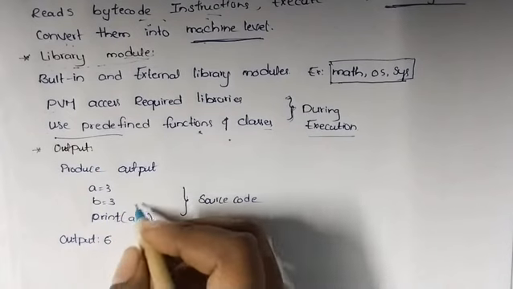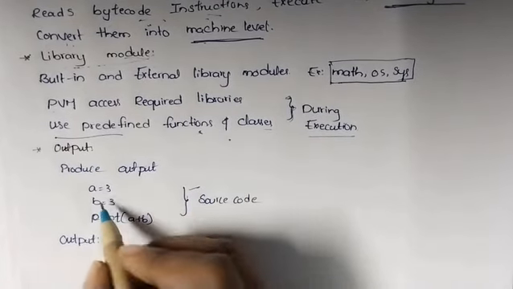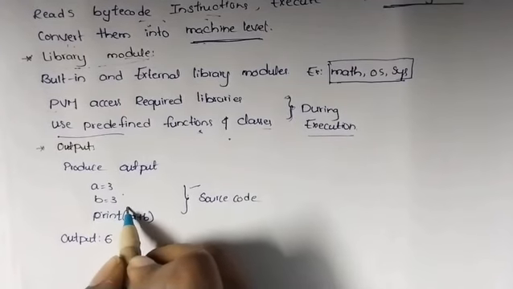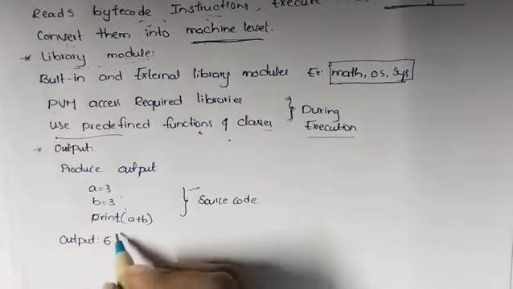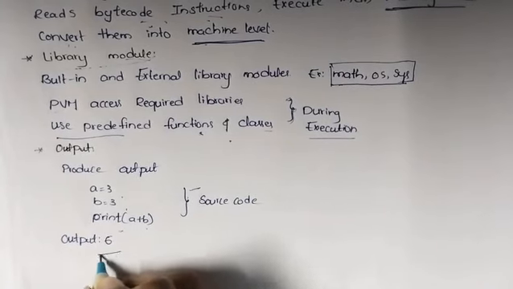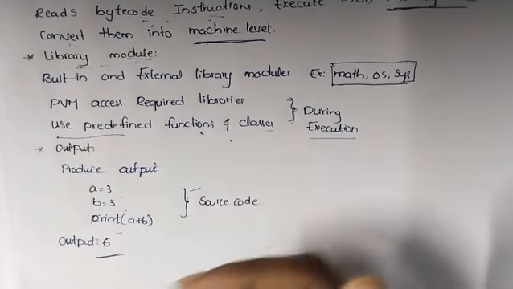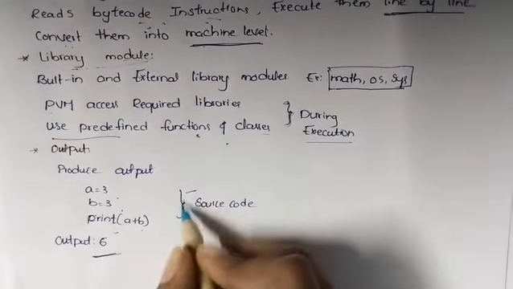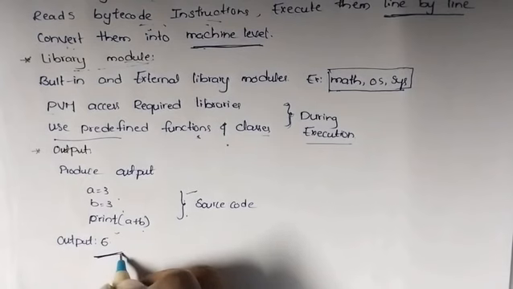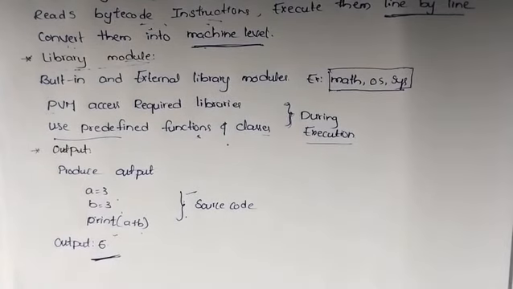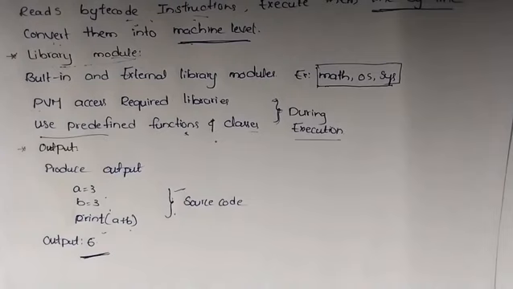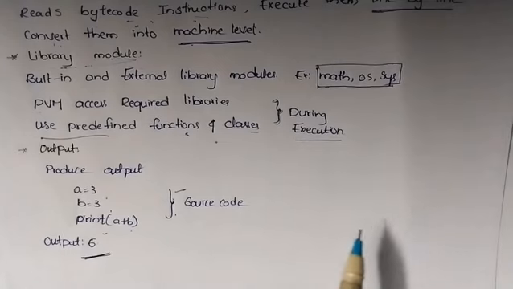Next, output or running code. This means it produces the final output of our code. Our code is a equals 3, b equals 3. Print a plus b. Then the output will be 6. It is printed on the screen. Here it is the source code and this is the running code output. Okay. This is the working of the Python interpreter. In one line, we can say that a Python interpreter is a program that converts Python source code into bytecode and executes it using the Python virtual machine. This is the final definition.